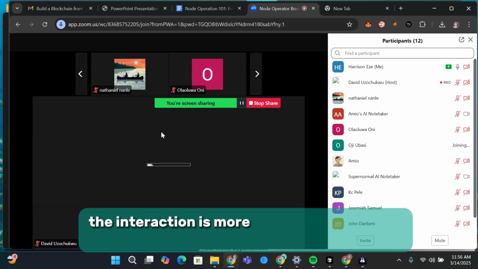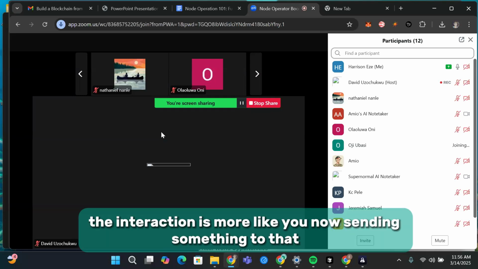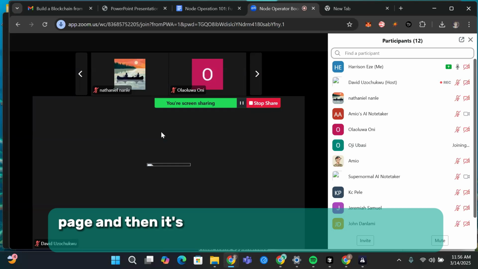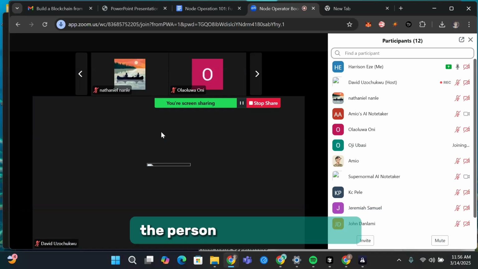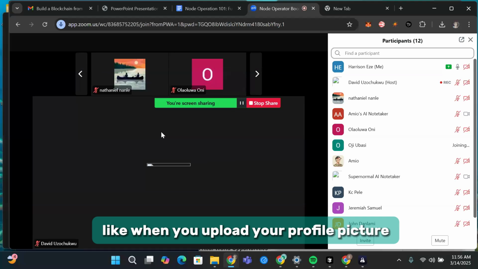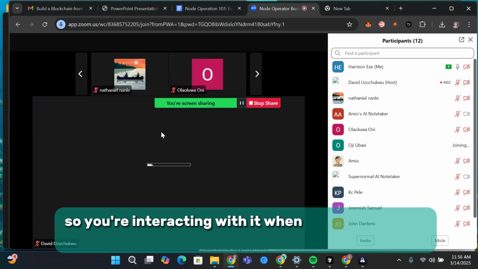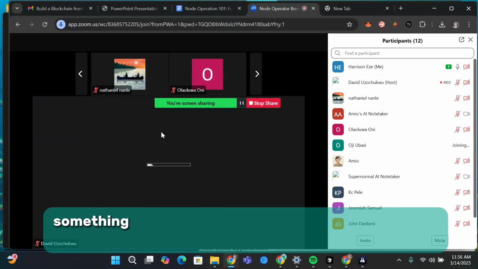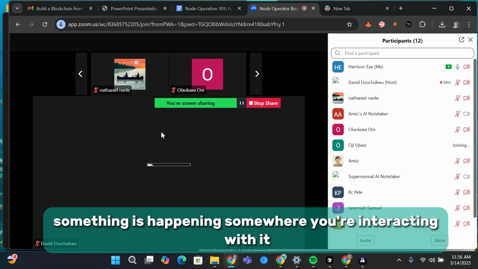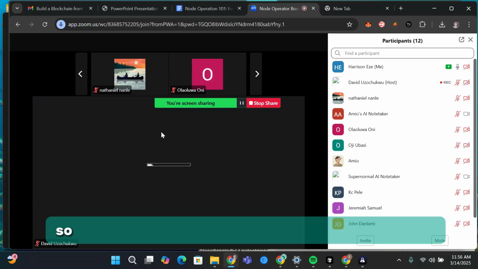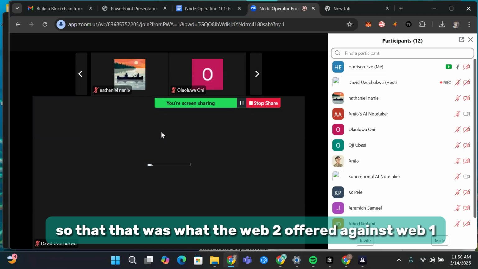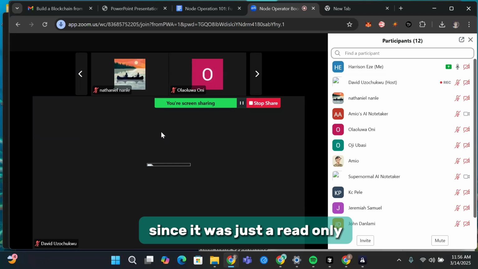The interaction is more like you sending something to that page, and then it goes to the person that owns the page, who is able to see it. Like when you upload your profile picture from your phone, it's going somewhere. When you click the like button, something is happening somewhere. You're interacting with it and seeing the changes happening. So that was what Web2 offered against Web1, since Web1 was read-only.